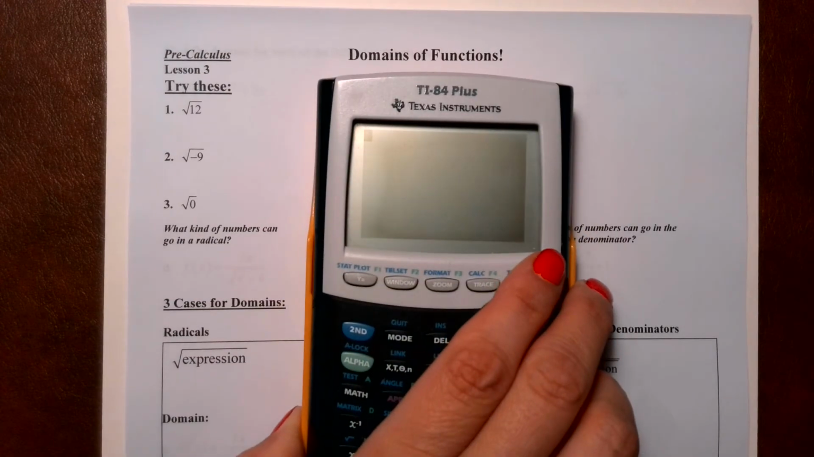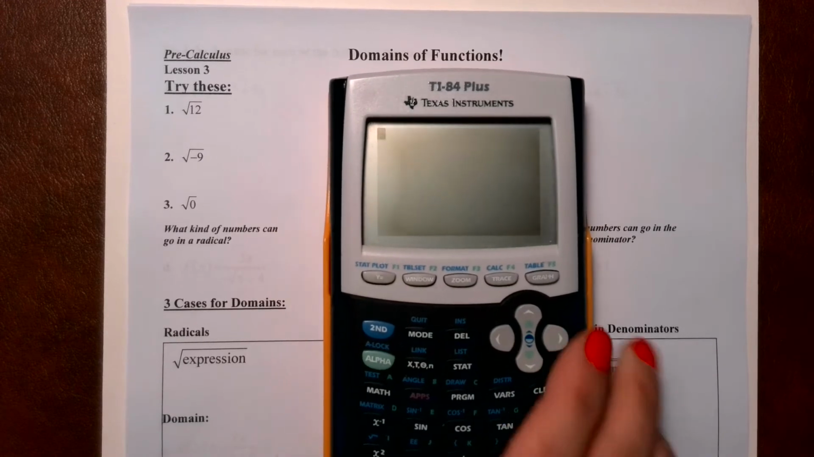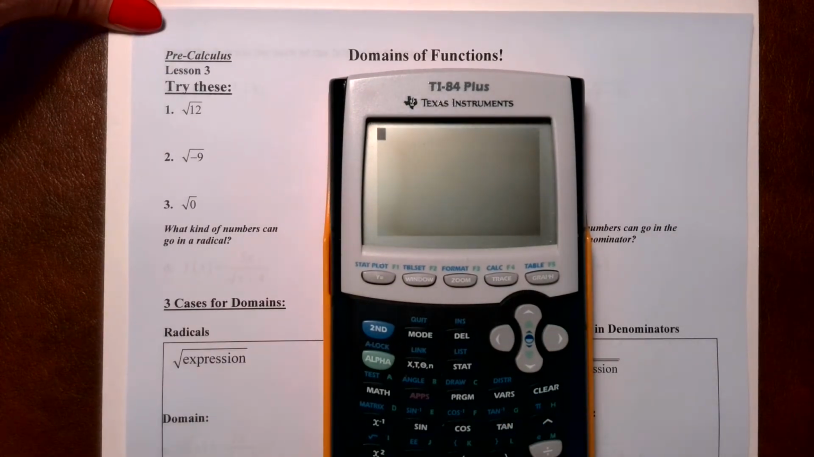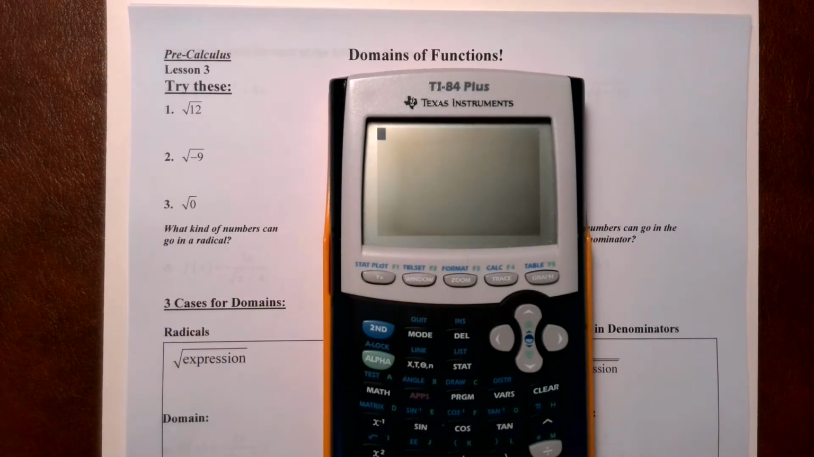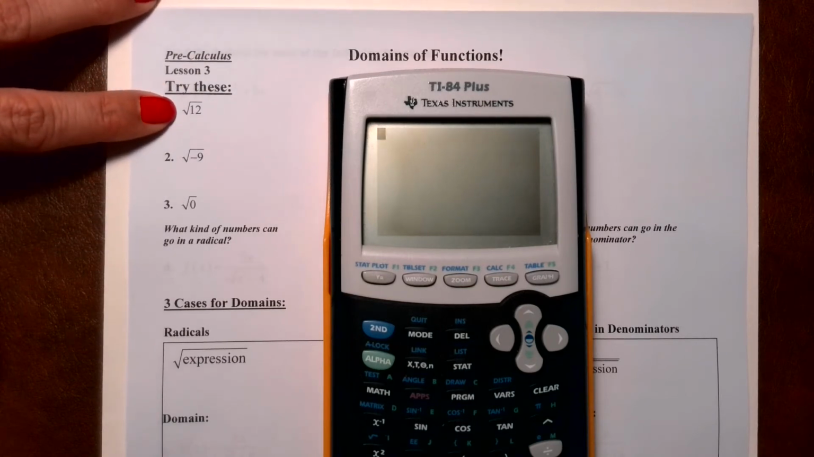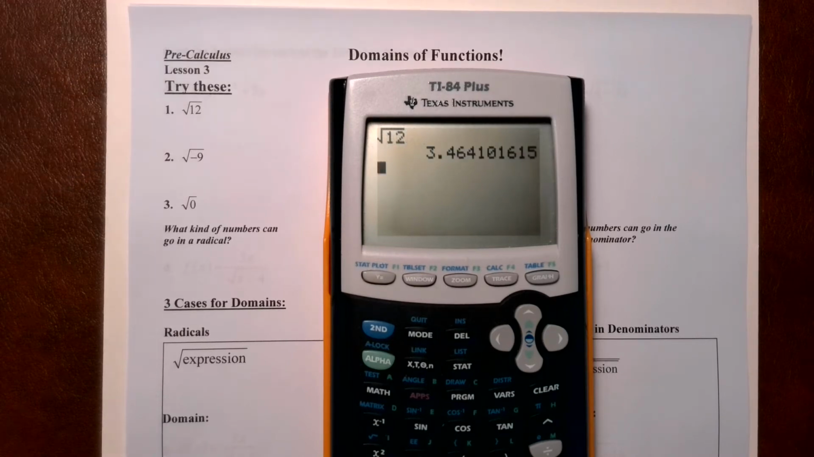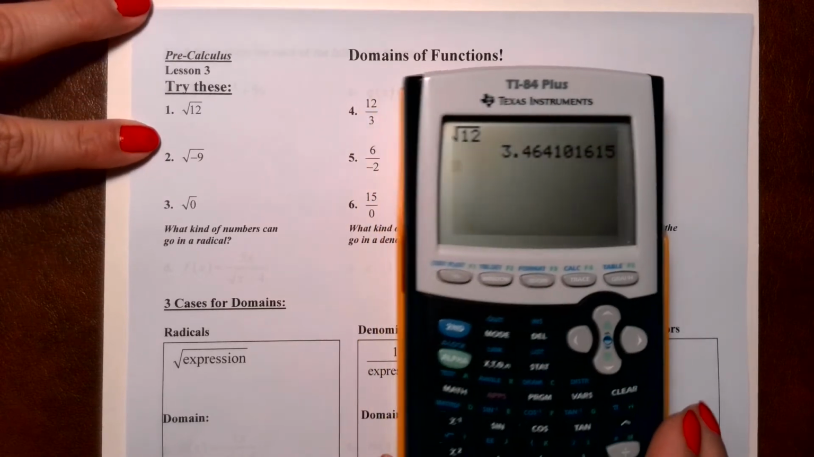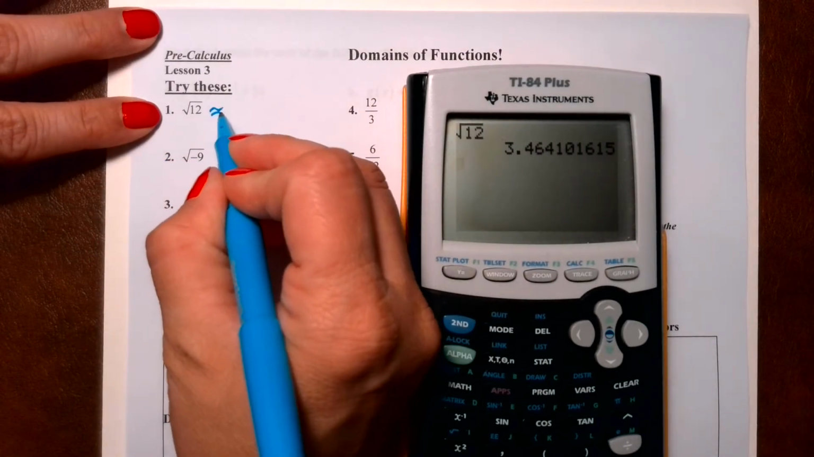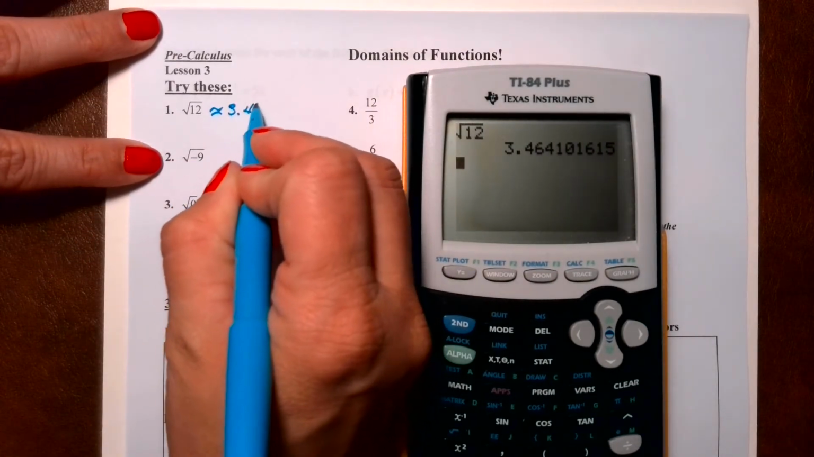Okay. If you get stuck on a test, you could always do stuff like this to help you figure out the rules. So if I have the square root of 12, the square root's in blue, is that possible? Yep, we're getting about 3.46. I'll use squiggly equal signs because I'm rounding.